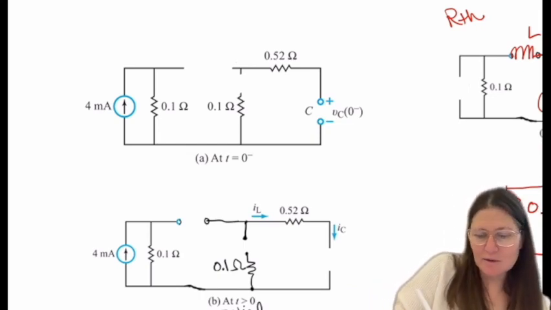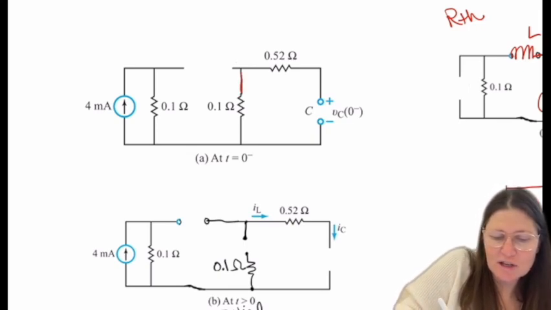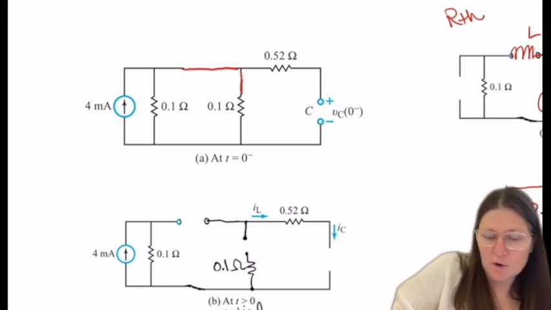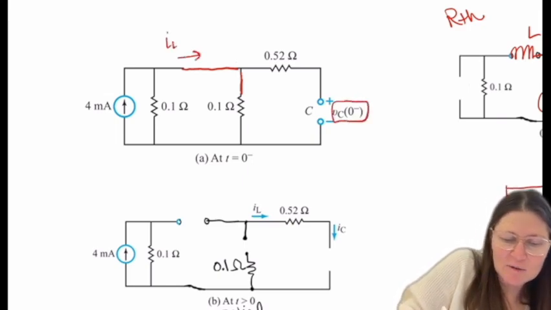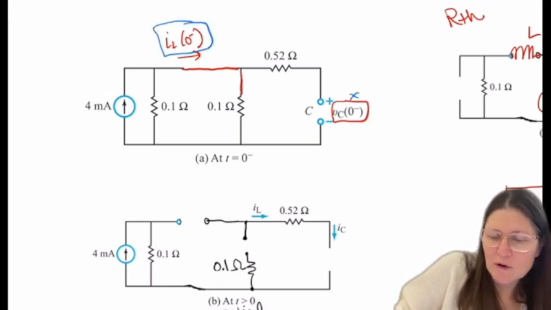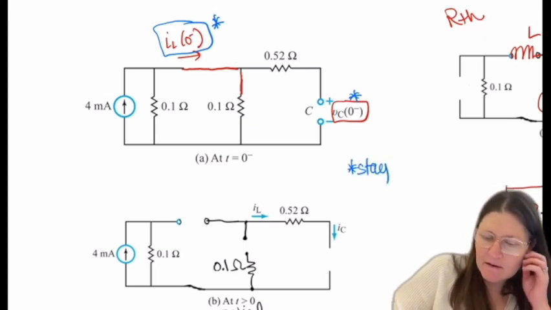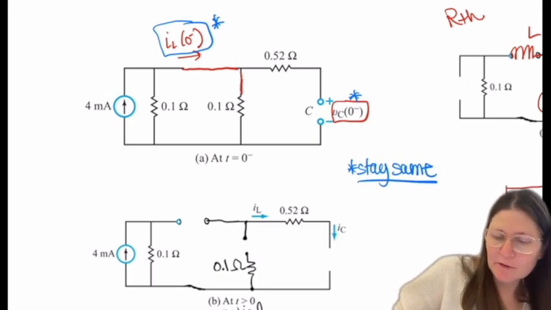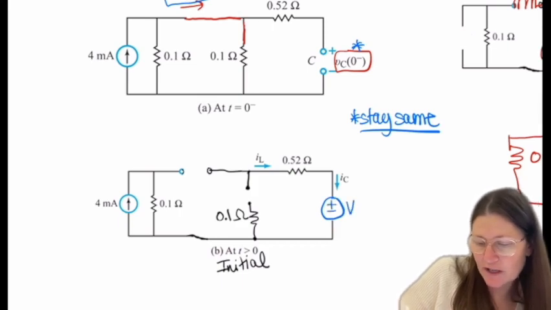So in this case, at 0 minus, the switch is closed, the inductor becomes a wire, and the capacitor stays an open. So I need to know this value and this value, and those are the only two that stay the same. Once I get that, I then redraw the circuit with those two staying the same.